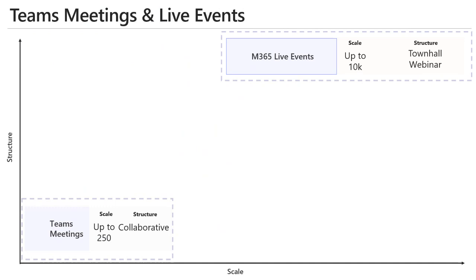Well, with live events, we can scale up to 10,000 folks joining this in that town hall webinar style live event. So that's a difference in the scale. Teams meetings are meant to be everyone's an equal citizen, and where Teams live events come in, that's where we can really scale to the power of many folks.